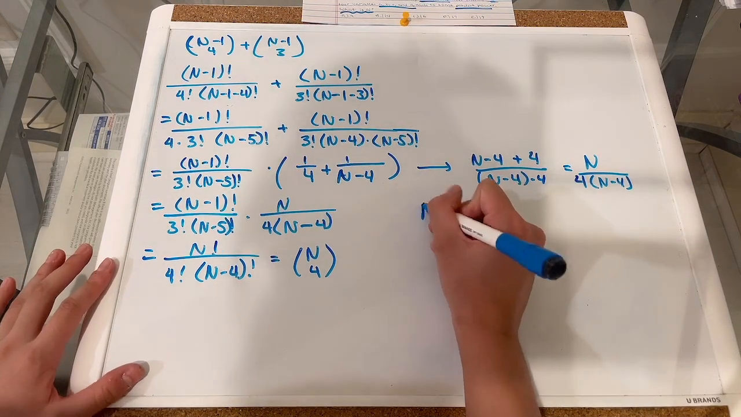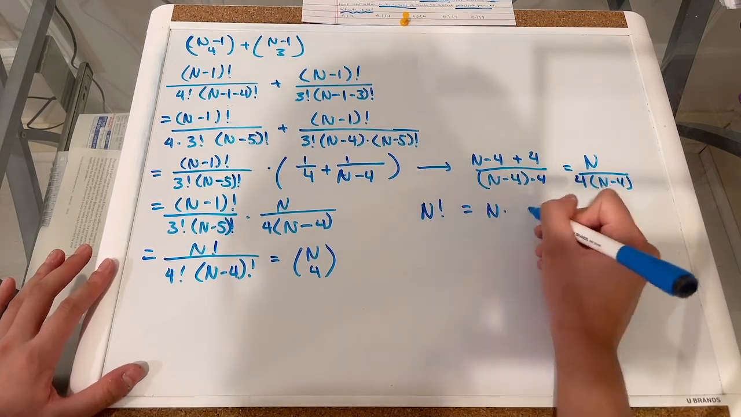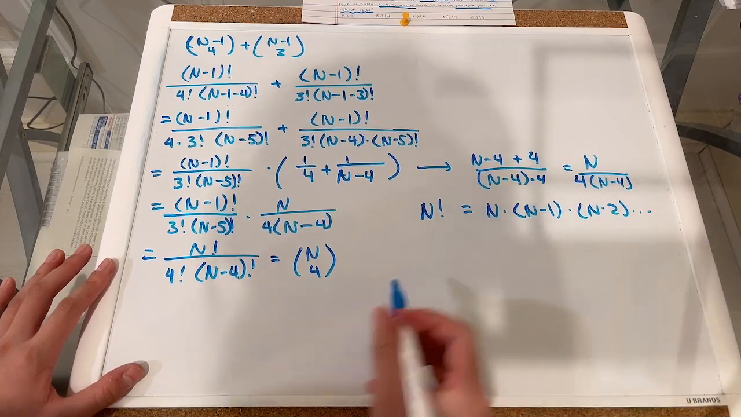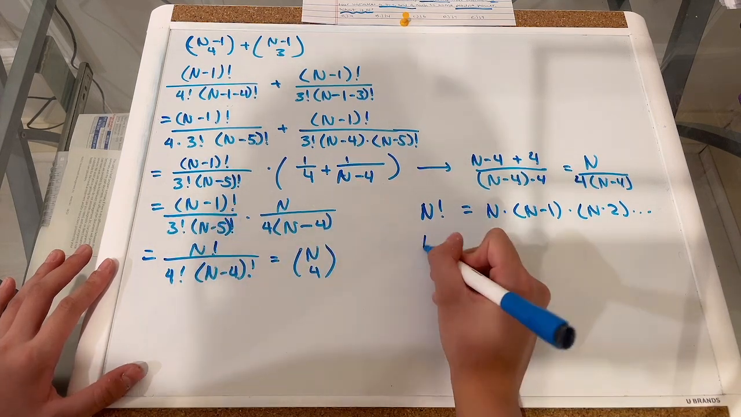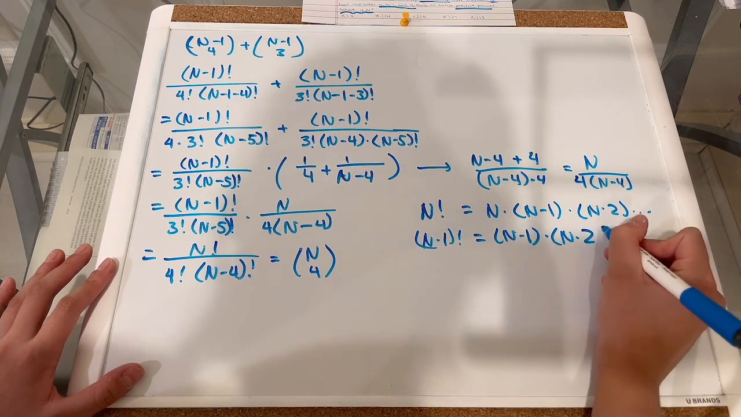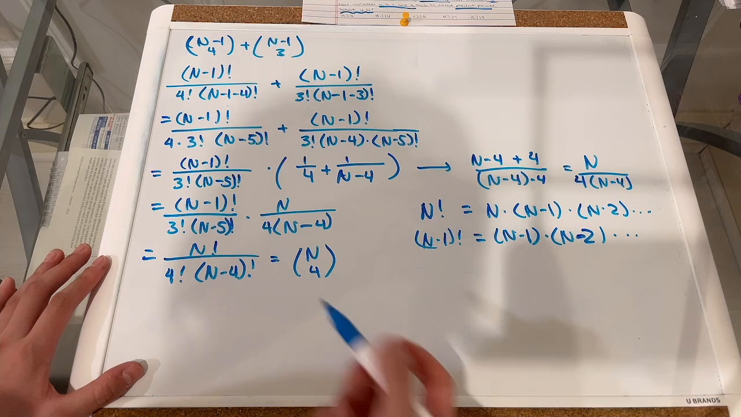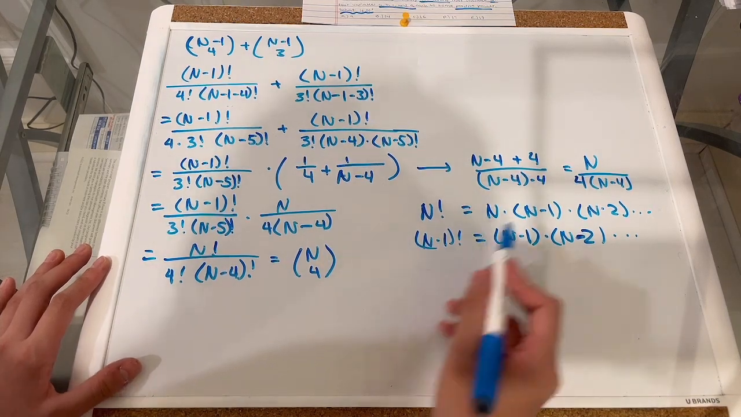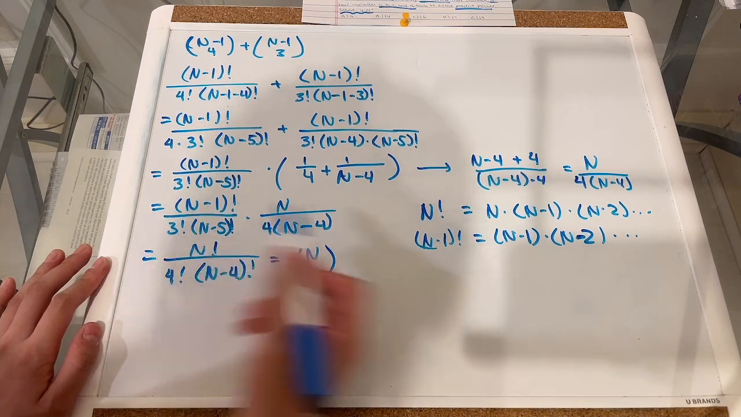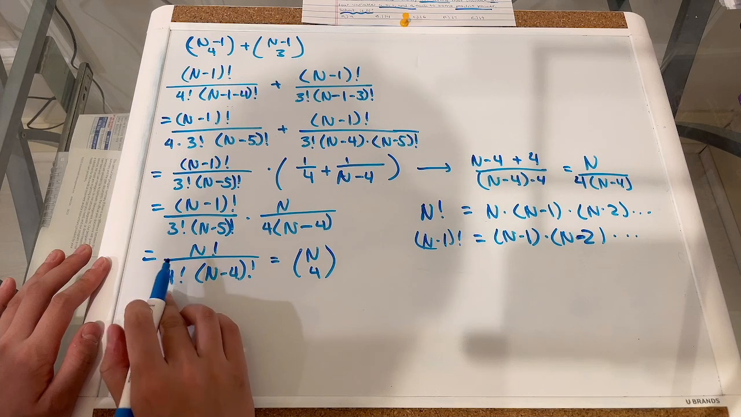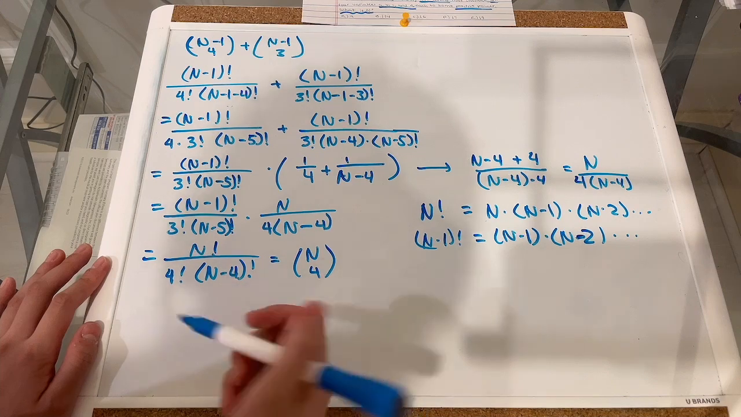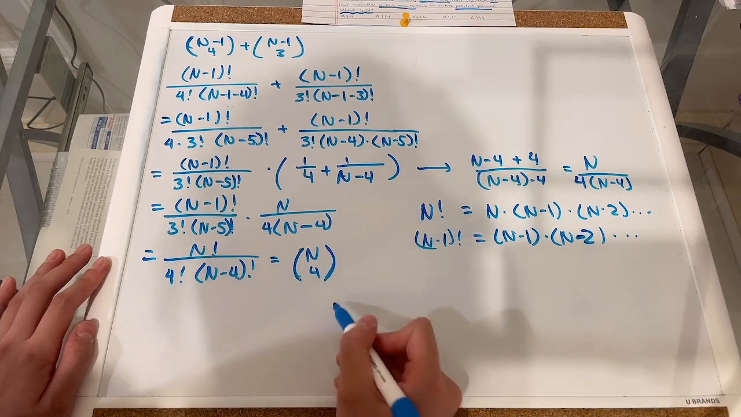Well, what is n factorial? n factorial is equal to n times n-1 times n-2, etc. And so n-1 factorial would equal n-1 times n-2, etc. So n times n-1 factorial would just equal n factorial. So that's why we got that. And then for this, 4 times 3 factorial, same concept here, we get 4 factorial. And then same thing again, n-5 factorial times n-4 would be n-4 factorial. And then we can get n choose 4.